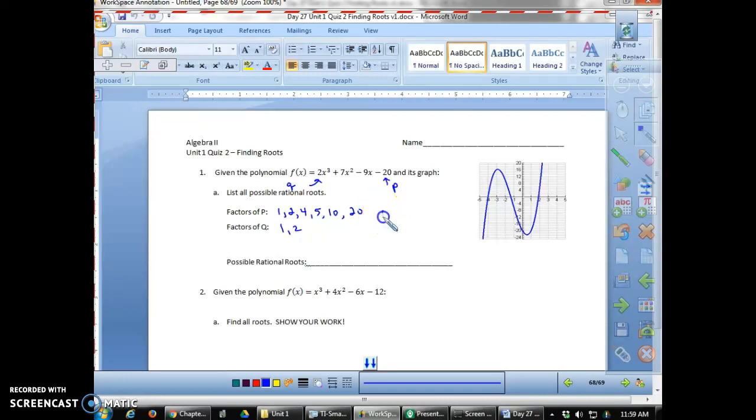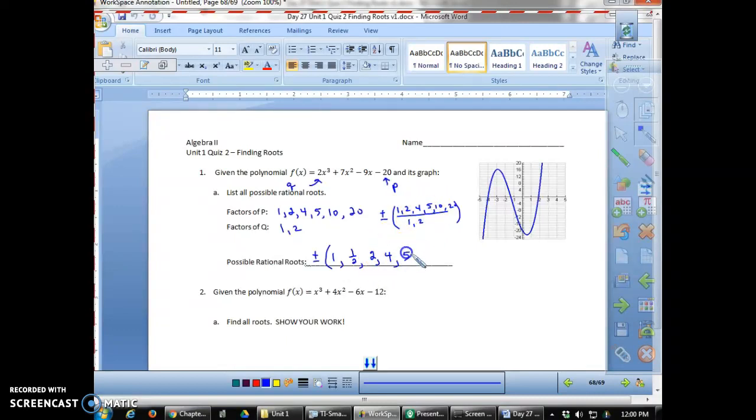In class I've typically been doing plus or minus, and I write it like this with all of the p factors here, and then all the q factors down here, 1 and 2. So my possible rational roots are going to be 1 over 1, 1 over 2, and then 2 over 1, 2 over 2. So 2 over 1 is 2, 2 over 2 is just the number 1, which I don't want to repeat, so I'm just going to ignore that one. 4 over 1 is 4, 4 over 2 is 2, so I don't need that one either.